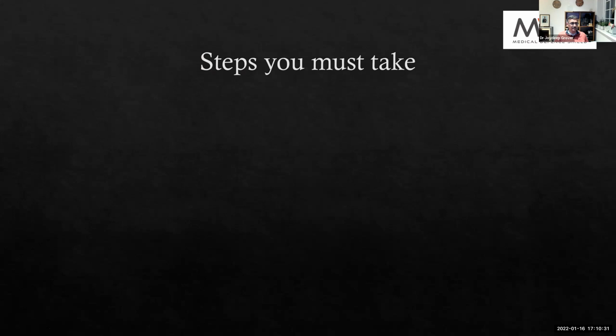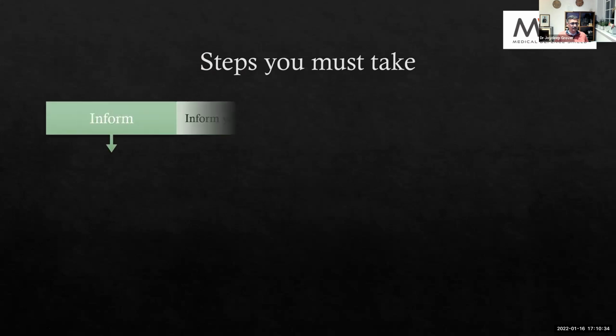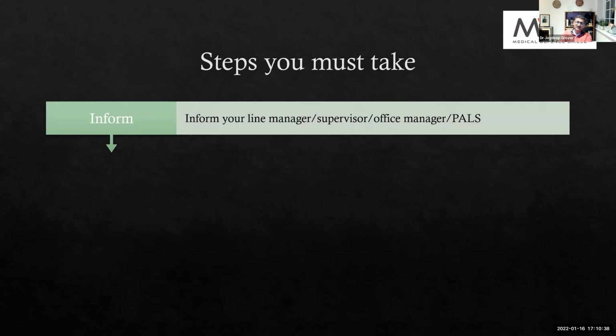So what can you do to handle complaints? You should inform. When you become aware of a complaint which has come to you, you should inform your line manager, or a supervisor in case you're a trainee, or your office manager or PALS. Now, there are different ways of receiving complaints. In hospitals, it will be very usual for the patient to complain to the Patient Advice and Liaison Service. So the complaint will not come to you directly, but may go to PALS. It may go to your manager and then come to you. But in case you get a complaint where you're working and it has come directly to you, you must make sure that the relevant people who deal with the complaints and log them in are informed about it.